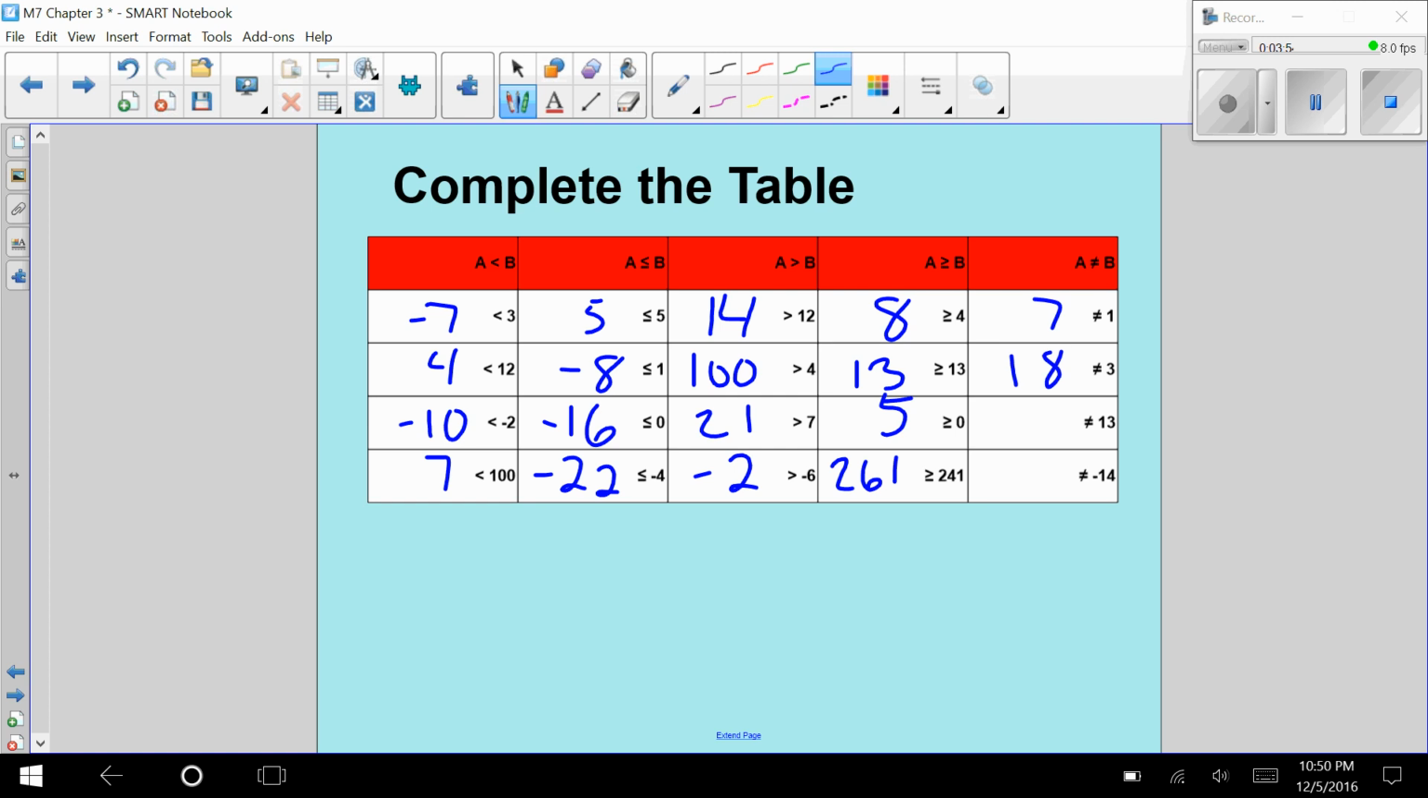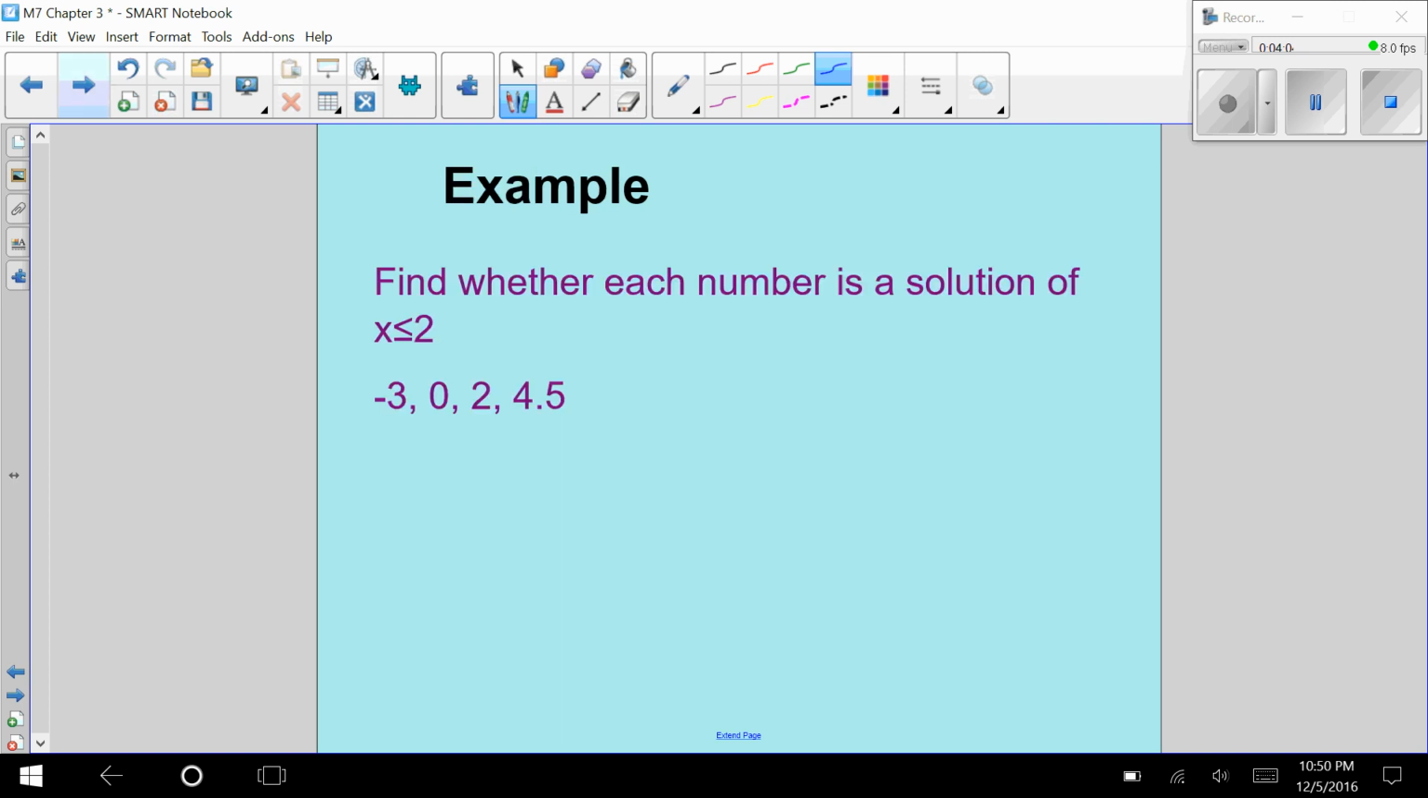18 is not equal to 3, 21 is not equal to 13, and negative 72 is not equal to negative 14. Now for our example, we are going to find whether each number is a solution of x is less than or equal to 2. To do this, we're basically just going to plug in each of the options. So negative 3 is less than or equal to 2. Is that true, yes or no? That is true, negative 3 is less than or equal to 2.